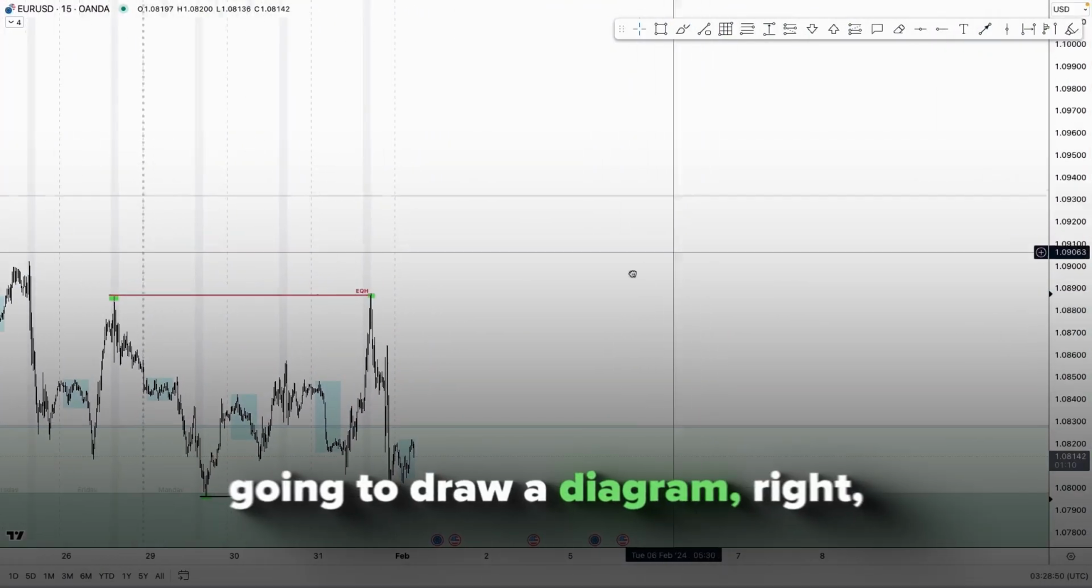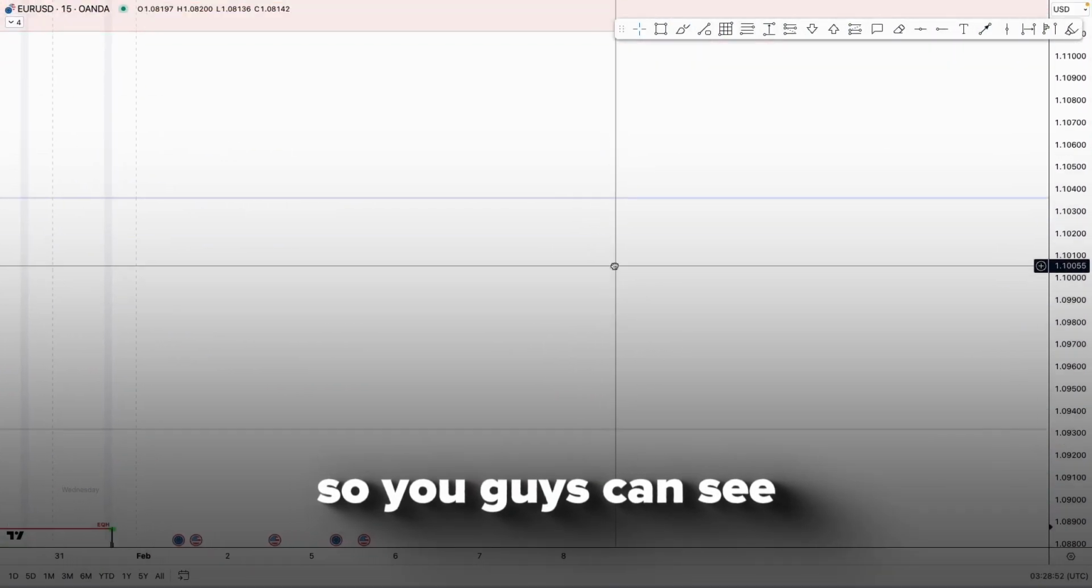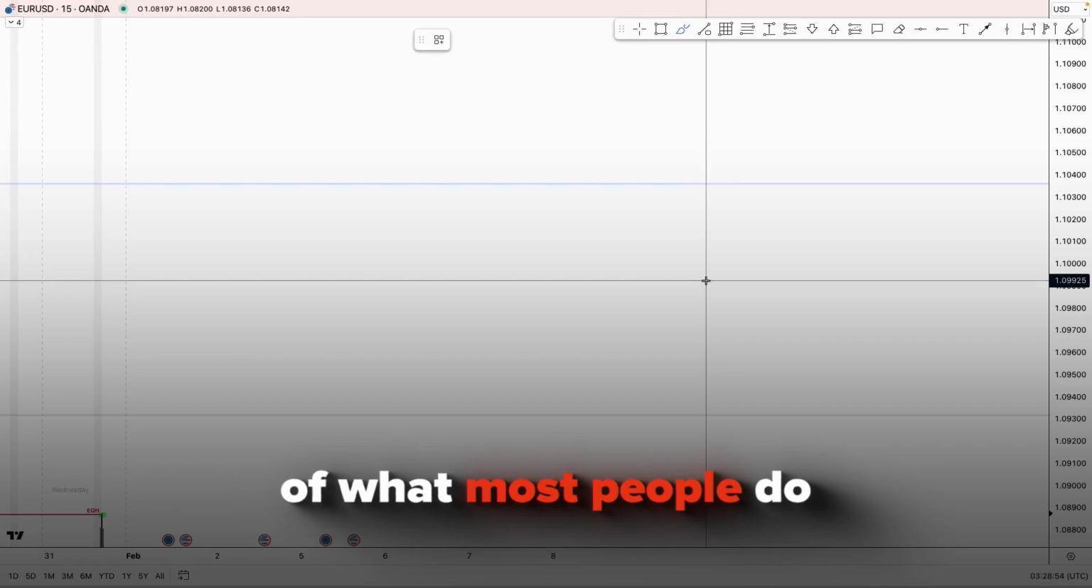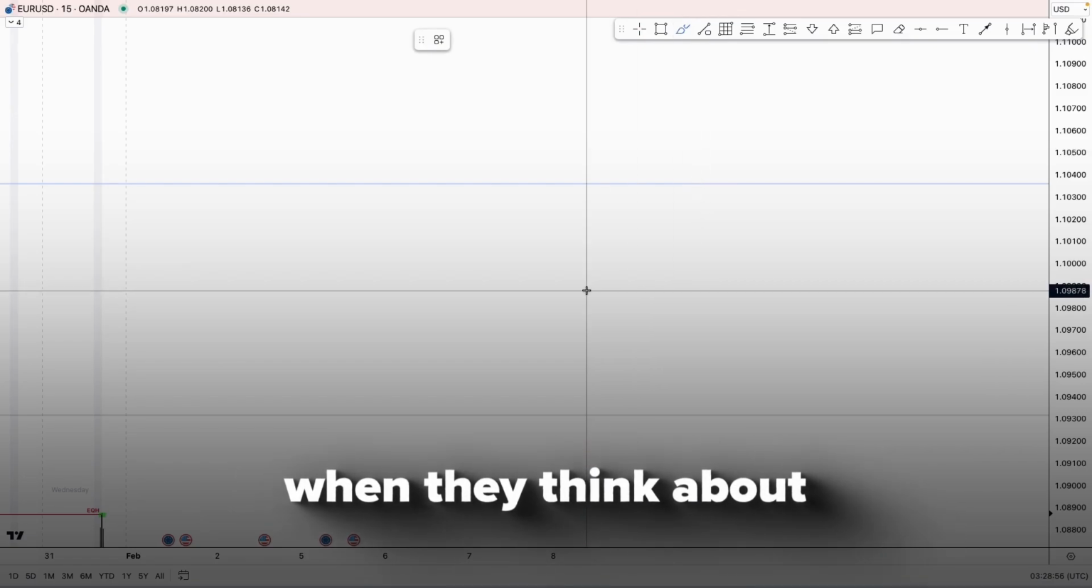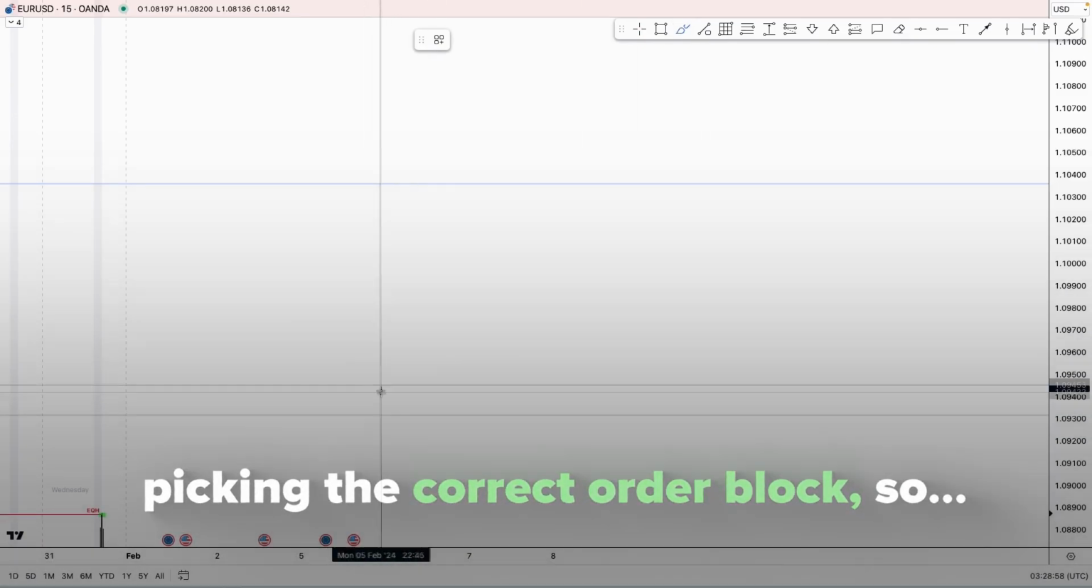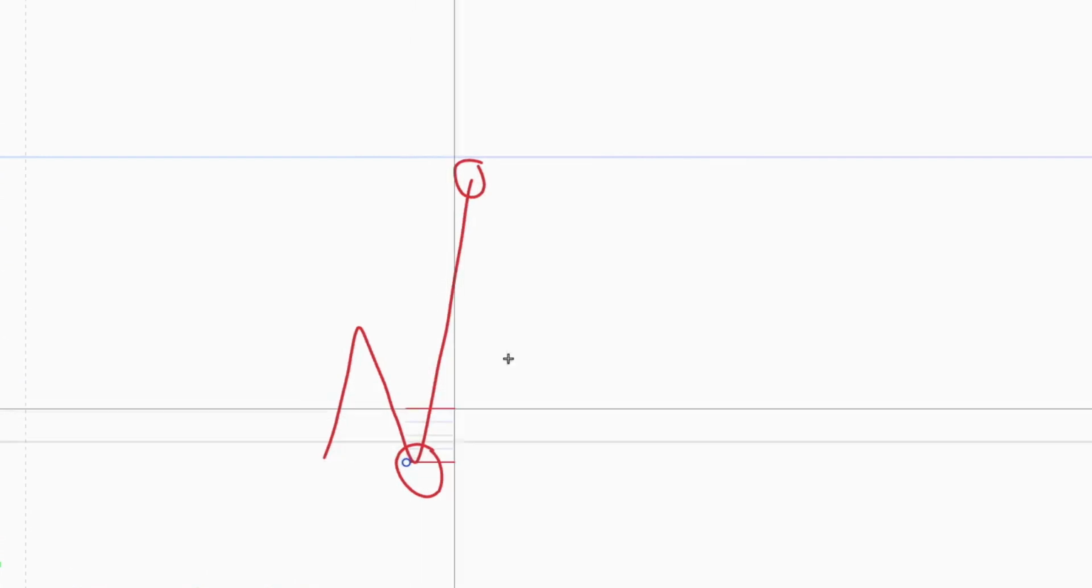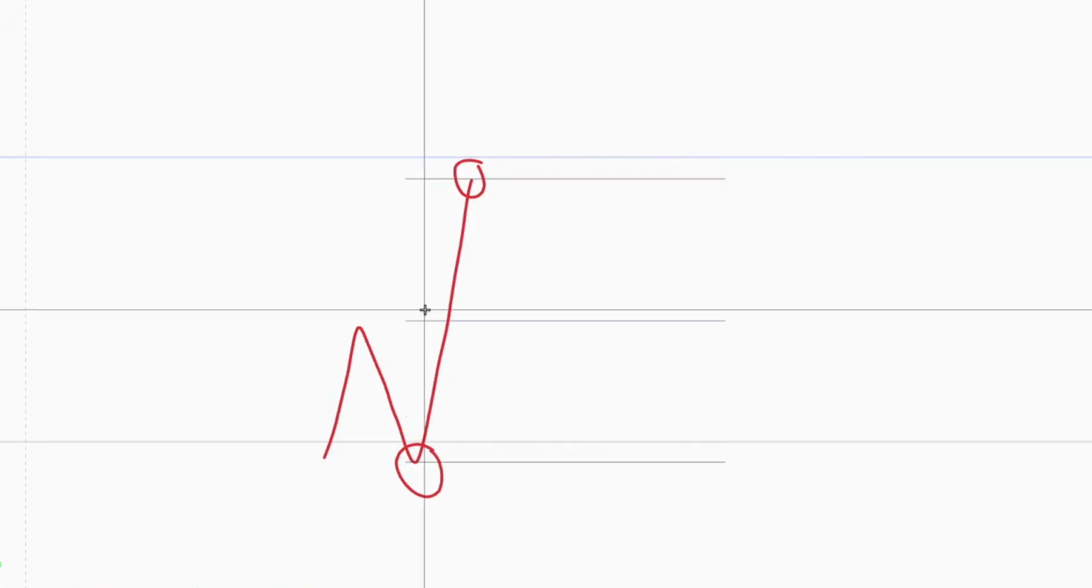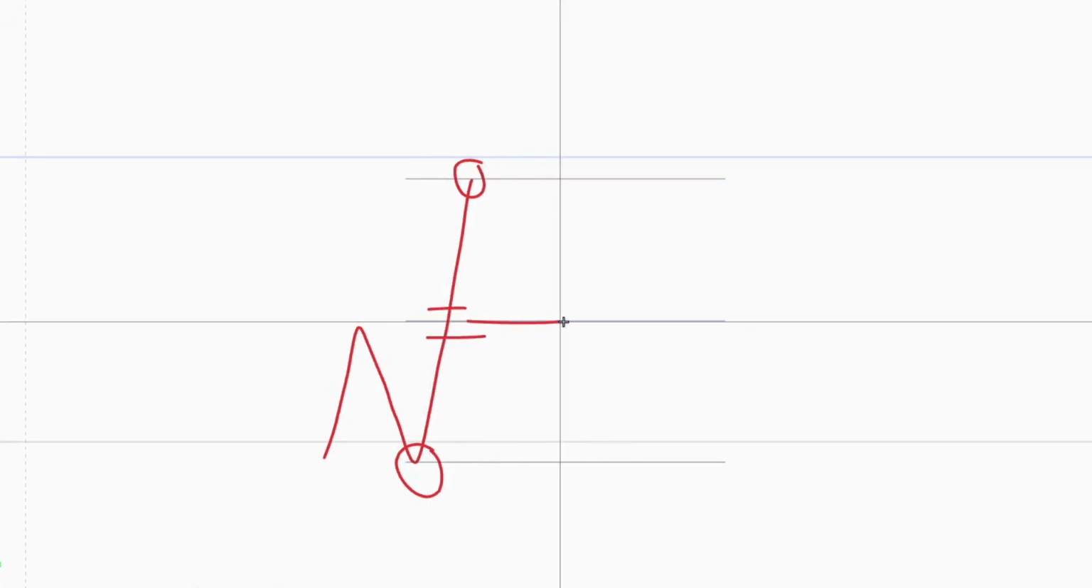Right, so first of all, I'm just going to draw a diagram, right, so you guys can see from a visual perspective of what most people do when they think about picking the correct order block. So most of the time people can recognize a trend, right? An A to B price movement within price. Then they put on their premium discount tool, find the A to B, find your premium discount. There's a range here. Price has to react out of this range.